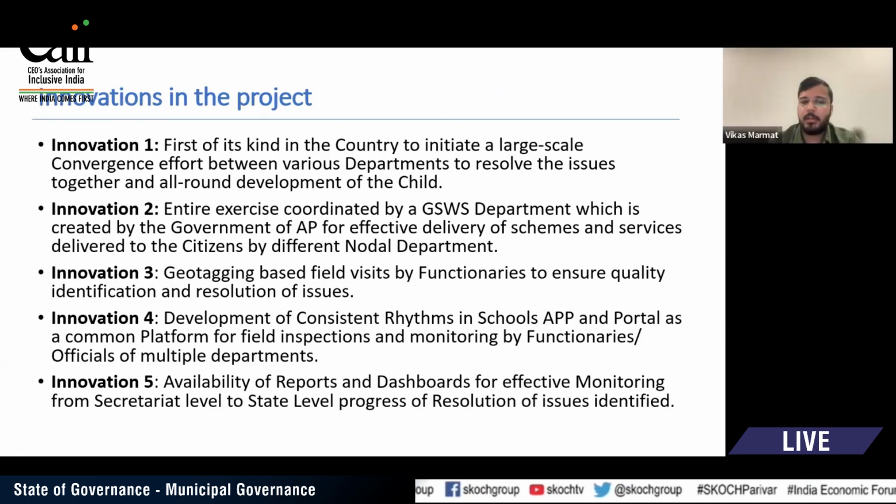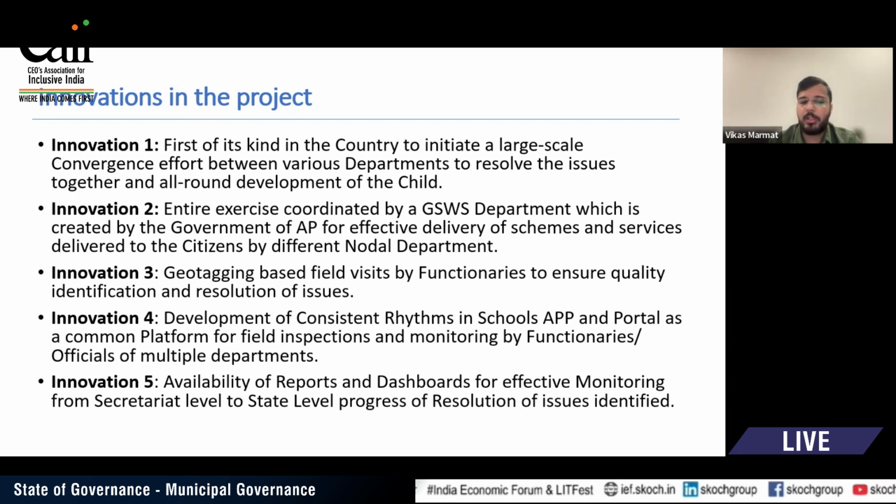So this is first of its kind, which I don't think any other state or any other city has taken up, where we have this kind of innovation, where within the parameters of the school, only 4 government employees are inspecting it on a weekly basis, and they are resolving the issues on a fortnightly basis. And then geotagging was again a basic requirement, because it led to 100% real inspections. There was no faking.